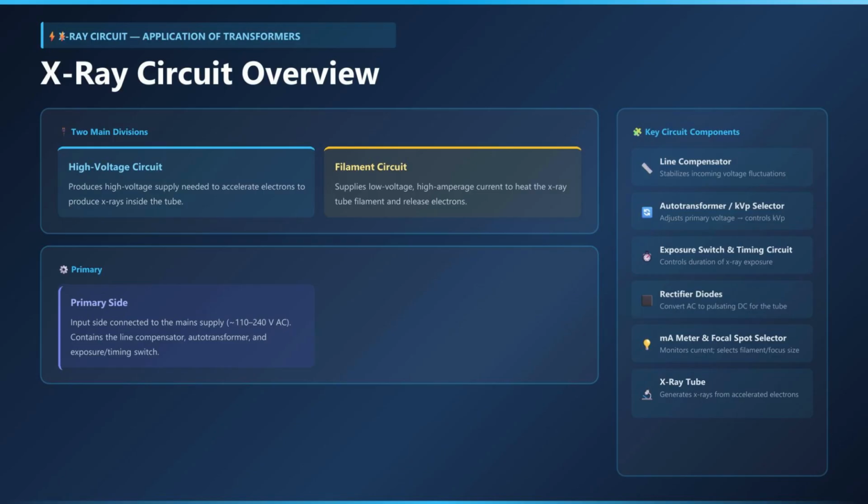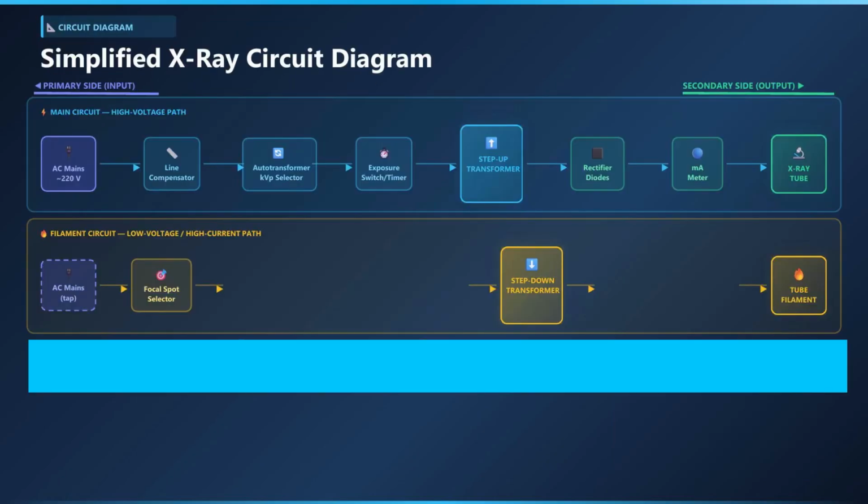On the primary side, connected to the main supply, key components include the line compensator for voltage stabilization, the autotransformer for kilovolt peak adjustment, and the exposure switch for controlling X-ray duration. Rectifier diodes convert alternating current to direct current, while the milliampere meter and focal spot selector manage current and focus size. Let's examine an X-ray circuit diagram.